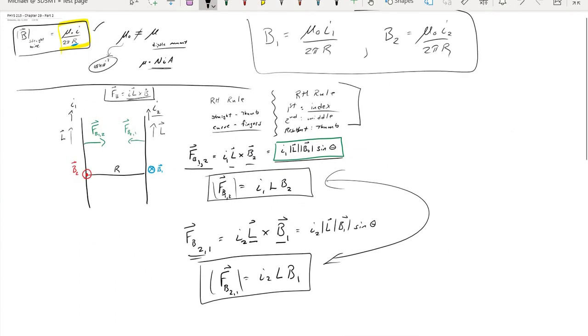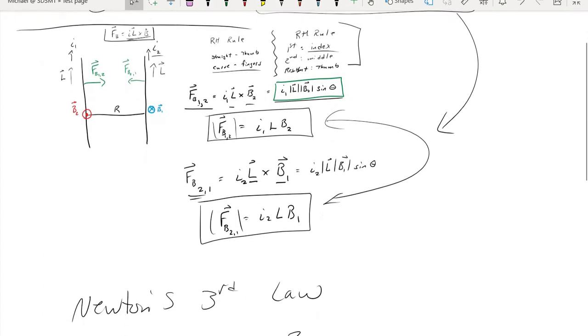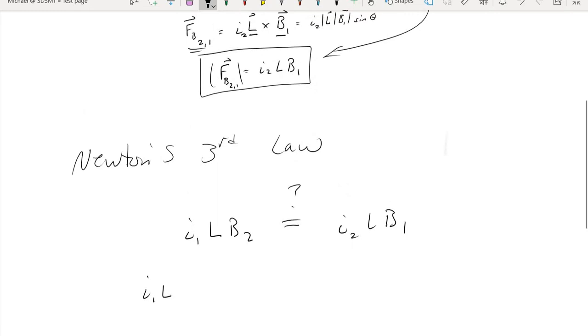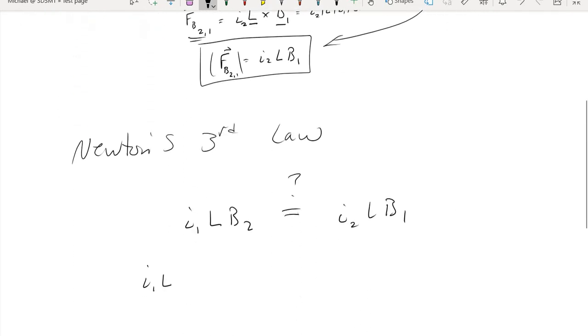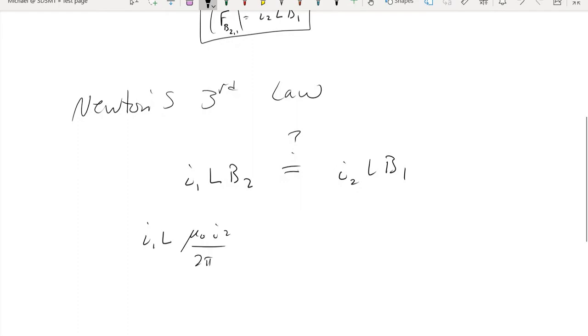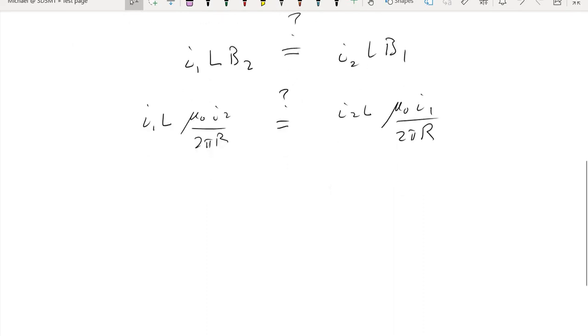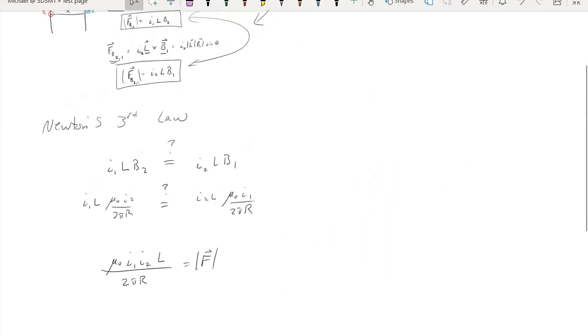Those two expressions can then be substituted in to the force equations that we're using. So for the first equation, we have I1 L, and then B2. We said B2 is all of this stuff, so I'm going to write that in there. Mu naught I2 over 2 pi r. And then for the other force, we have I2 L B1. Well, the only thing I have to do is switch out the subscripts, and I have my answer. So are those two expressions equal to each other? And they are. Everything on the top is the same for each expression. Everything on the bottom is the same for each expression. And so the magnitudes of each of those forces are in fact equal and opposite to each other.